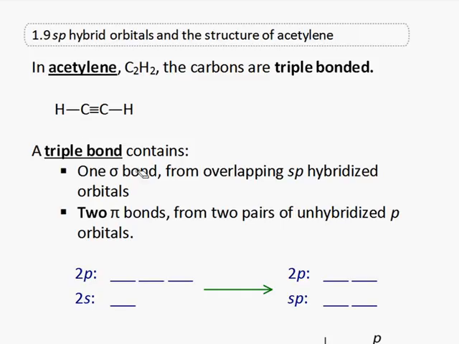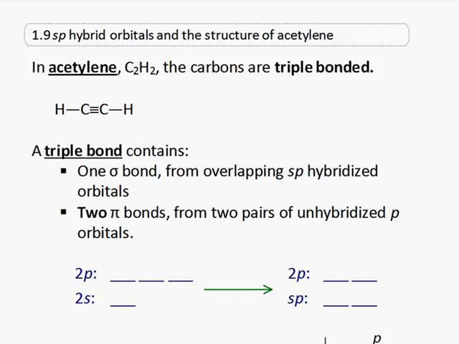The triple bond will first contain 1 sigma bond from the hybrid orbitals. Every kind of bond, whether it's single, double, or triple, will start with a sigma bond. Then, beyond that 1 sigma bond, we'll have to have 2 pi bonds this time.